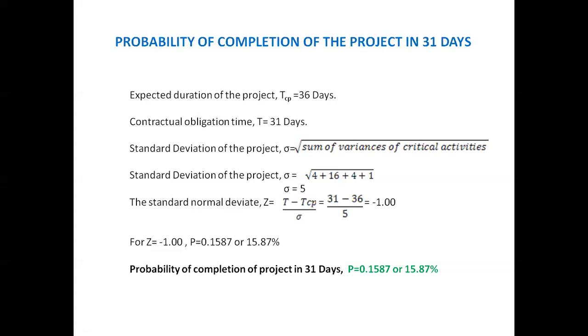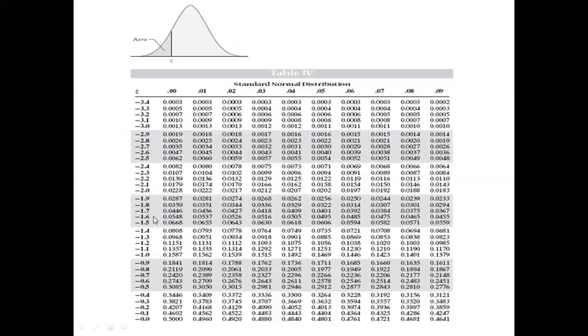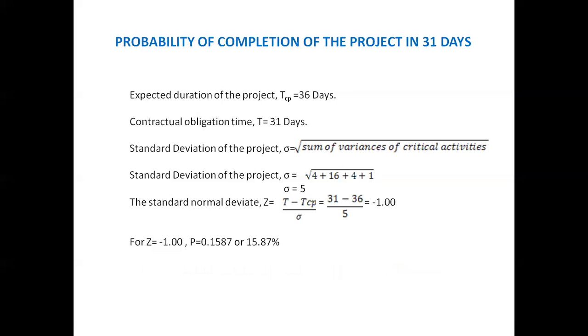You just observe here. Suppose the contractual obligation time is equal to TCP, that is, what is the probability of completing the project in 36 days, meaning in the expected duration itself? Then T minus TCP, that is 36 minus 36 divided by 5, will become 0. For 0.0, from the table, you can see that there is 0.50, that is 50%. The probability of completing the project on the expected duration is 50%.